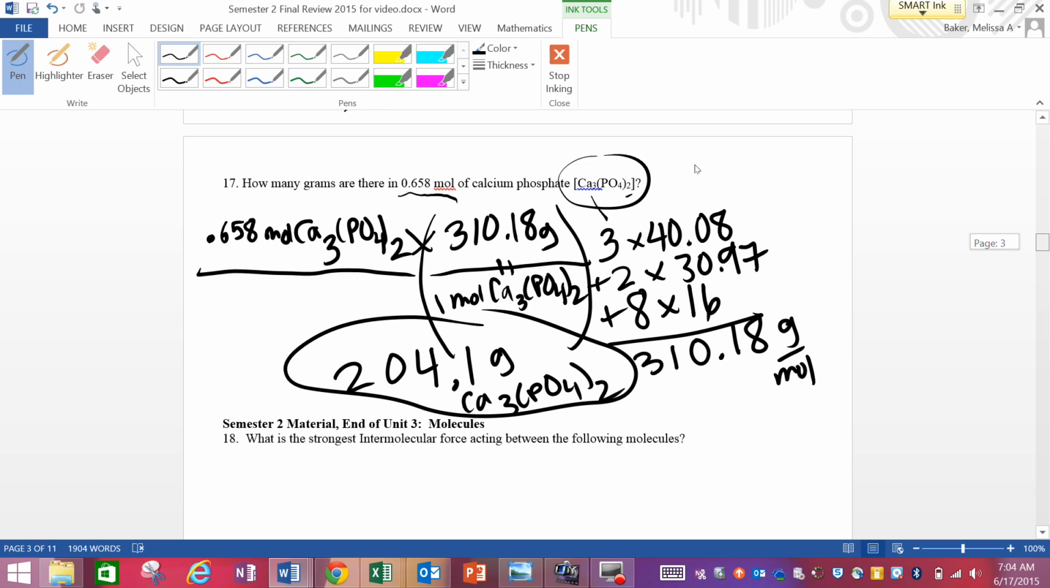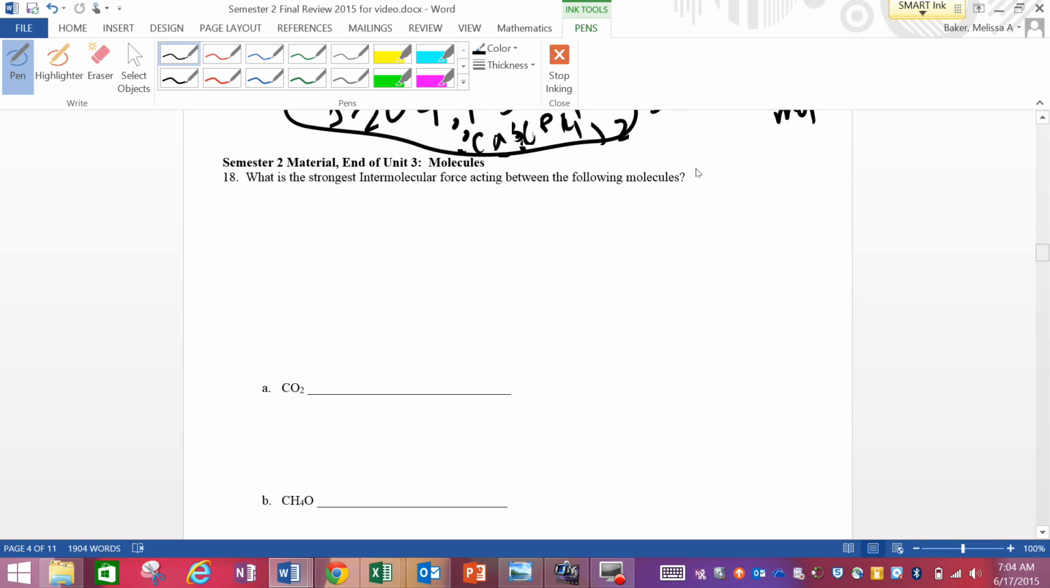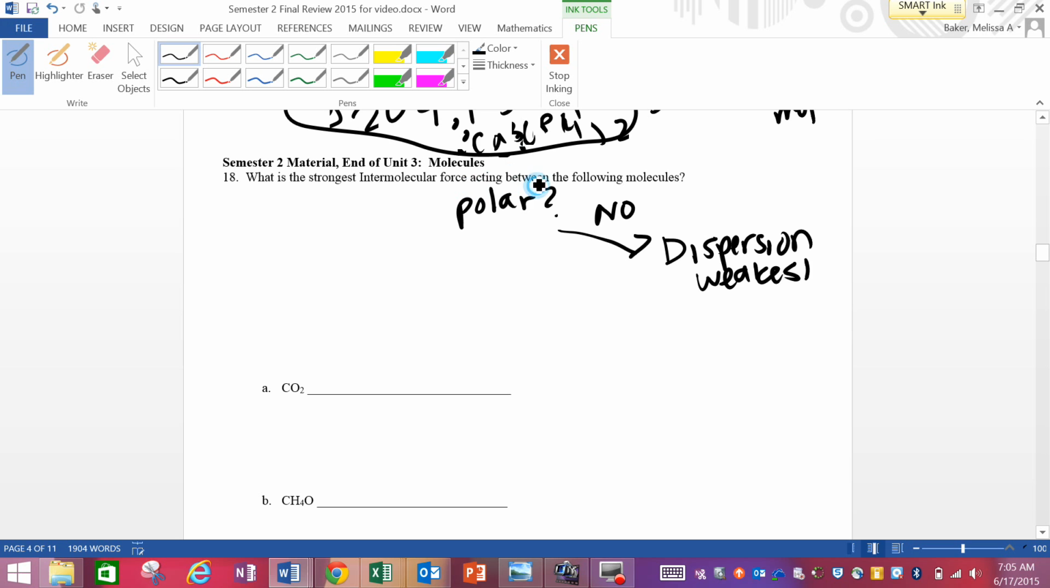All right, number 18. What's the strongest intermolecular force acting on the molecules? So there's a great way to figure out what the strongest intermolecular force is. First, you ask yourself, is the molecule you're dealing with polar? And the easiest is when it's nonpolar. If it's nonpolar, it has dispersion forces. These are the weakest. That means that these molecules don't really care about each other. There's only a weak interaction between each other.